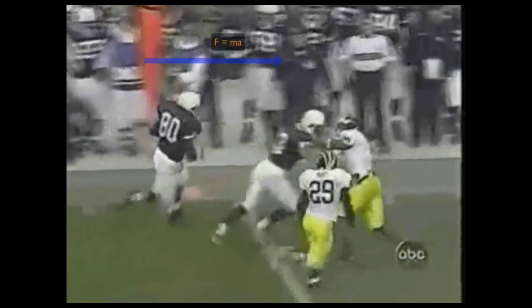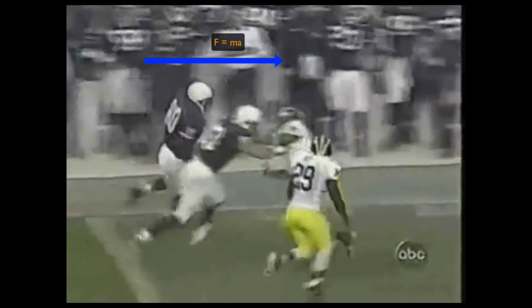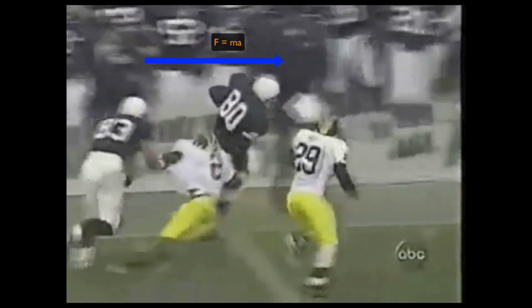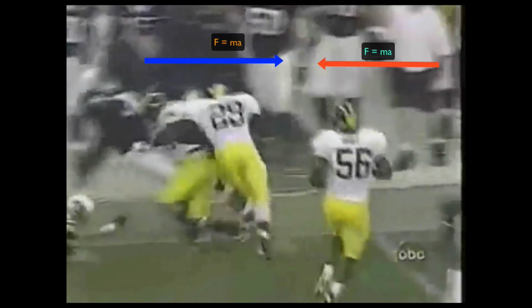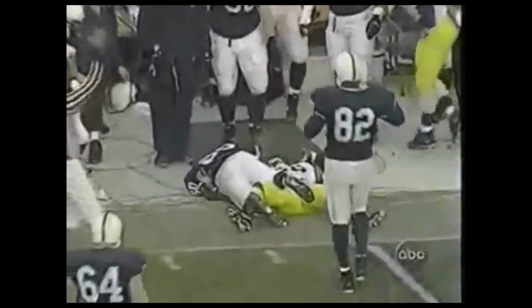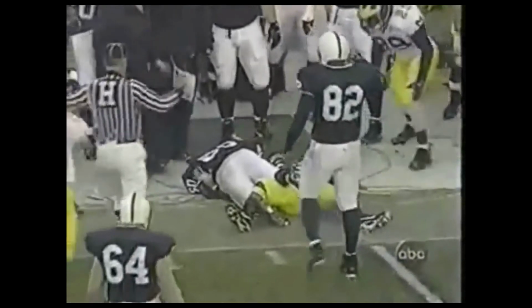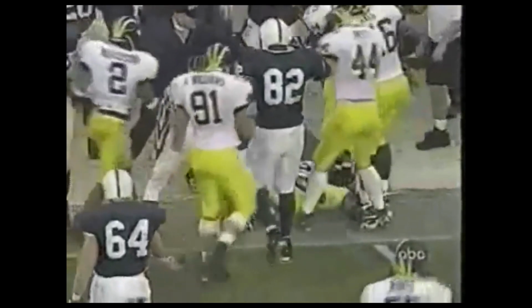So here you have a runner with a ball. He has a force, he has a mass and an acceleration, and you're going to see another runner who must have the same force. Bam, right there. Now the reason we know that he must have had the same force is because they both come to a dead stop. That must mean that the tackler, the one in white, matched the force of the one in blue.